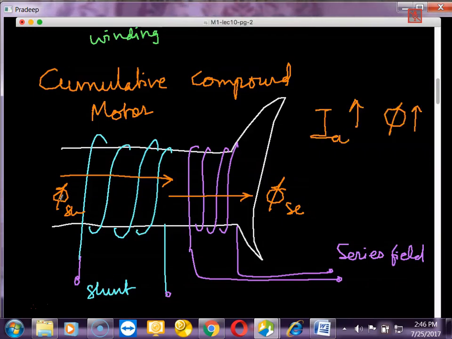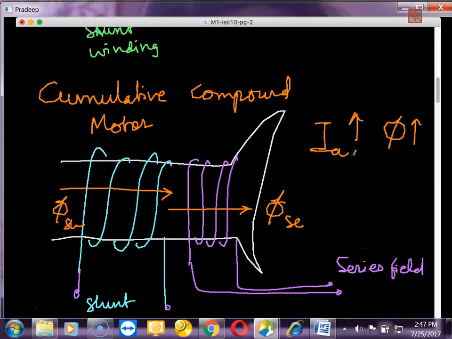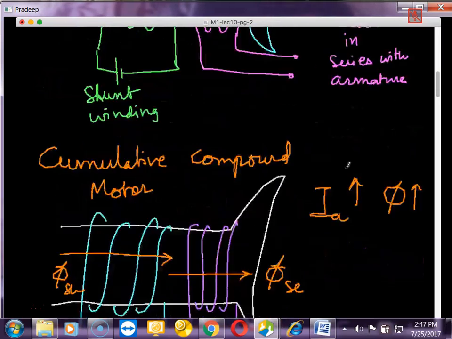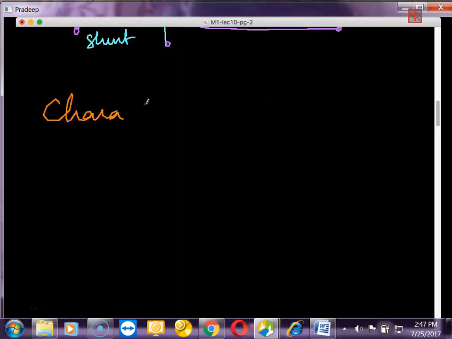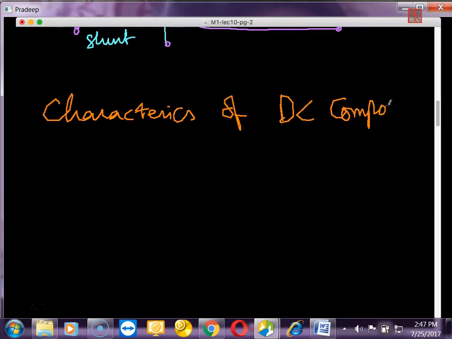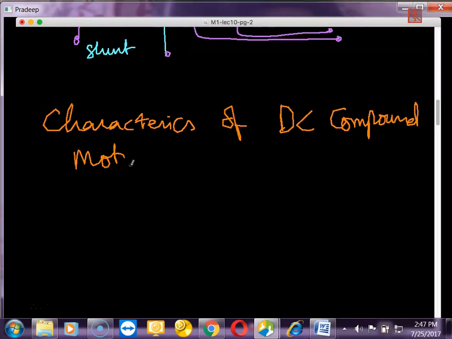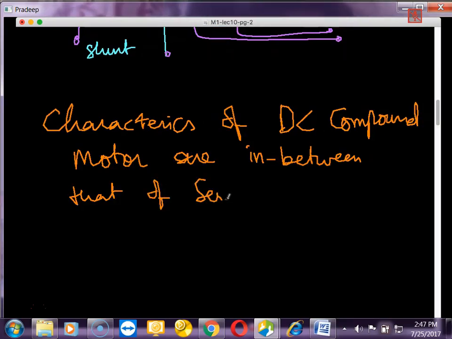Here, if Ia increases, flux also increases. What is the total flux? The total flux is the addition of these two. So if Ia increases, flux also increases. This is the relation. Keeping these two relations in mind, you notice that the characteristics of a DC compound motor are in between those of series and shunt motors.